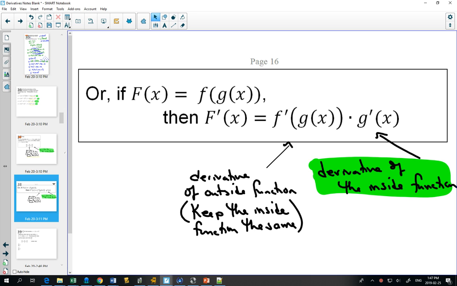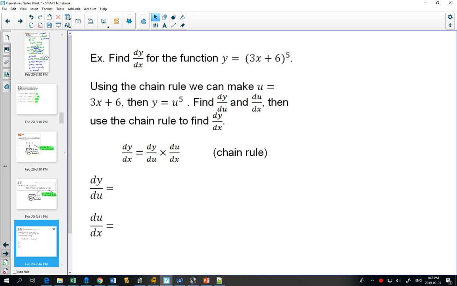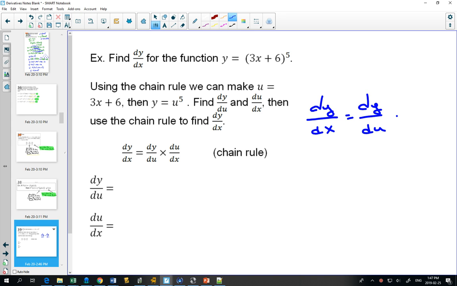So let's look at a couple of examples. I'm going to show you the Leibniz notation, and you're never going to use it again for a long time because it's just so painful to use. But we'll walk through Leibniz notation and how you would go about it. Okay? So this is where we want to find dy dx using this first chain rule formula.